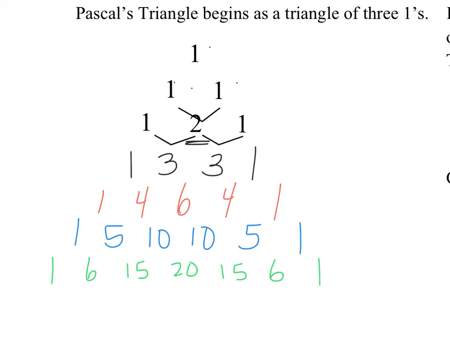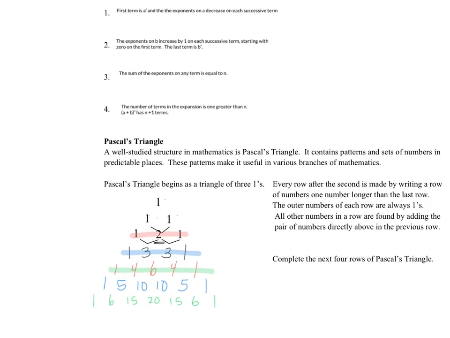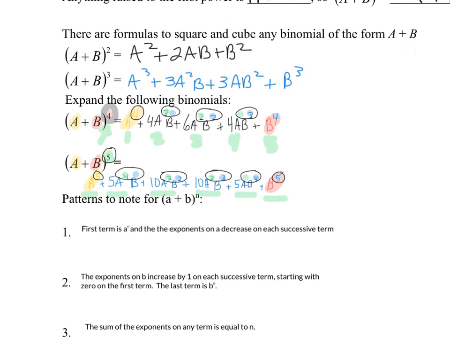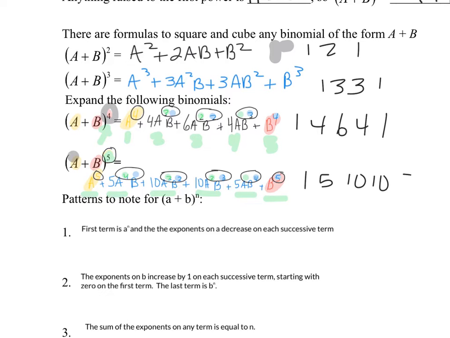What I'm hoping you notice is that these rows here, we should recognize this row, we should recognize this row, and we should recognize this row. These are the coefficients for our expansion back at the beginning of our lesson, right? Here we have coefficients of 1, 2, 1. Here we have 1, 3, 3, 1. 1, 4, 6, 4, 1. 1, 5, 10, 10, 5, 1.